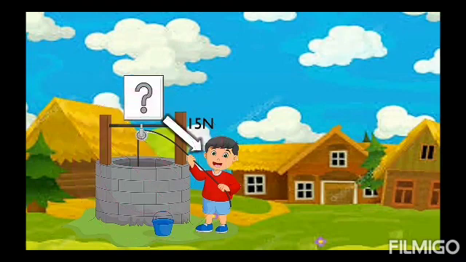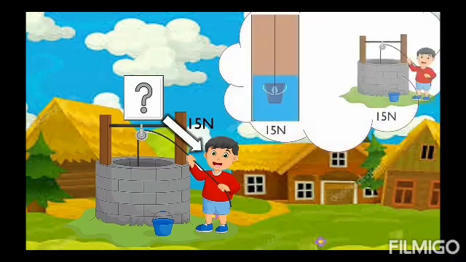In the next case, the boy is applying 15 Newton force. Does the bucket move? It doesn't move, it stops there because of the equal force in the opposite direction. So, it stops. The resultant force is 15 Newton minus 15 Newton. So, you will get the answer 0. Both the forces are the same. So, you will get the answer 0.